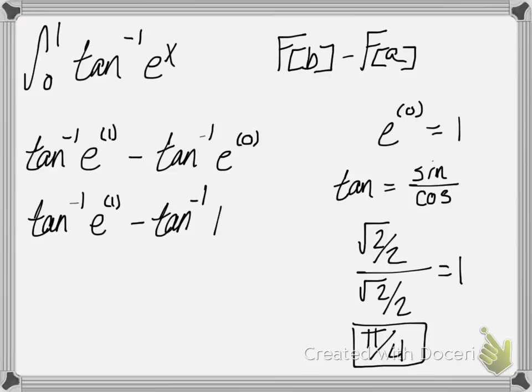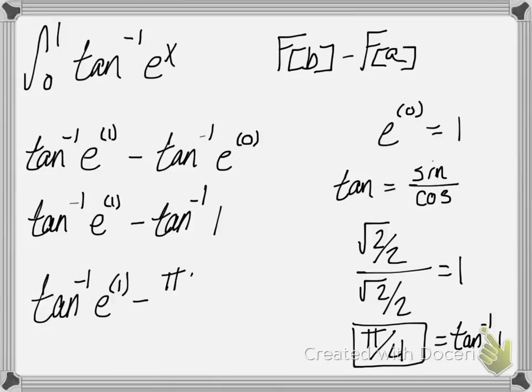So we know that the arctan of 1 is equal to pi over 4. So then we can clean that up and simplify that down just a little bit more. So we're going to have the tan inverse of e to the 1 minus pi over 4 as our final answer.